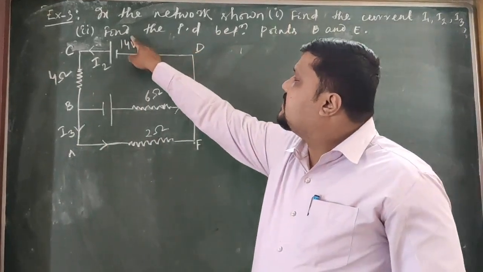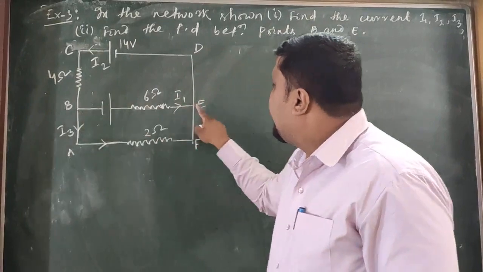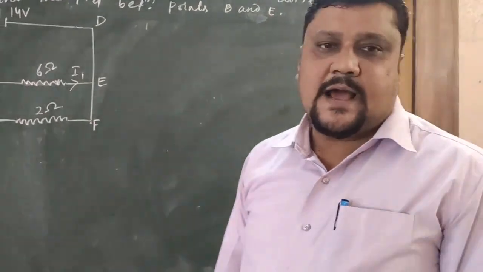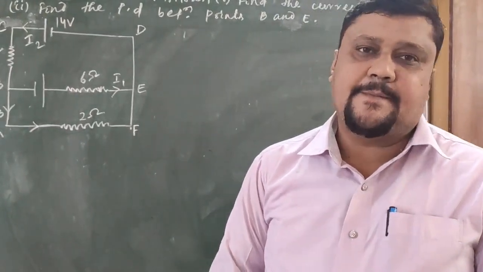Next, part 2 is here. Find the potential difference between the points B and E. Right? So first you find the current. To calculate the current, again you use Kirchhoff's current law, KCL.